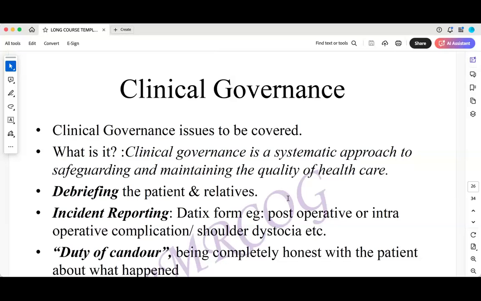And as you can see, the safety module is a part of the clinical management as well, okay? So it can be the same point. It can come under the applied clinical knowledge and it can come under the patient safety, okay?